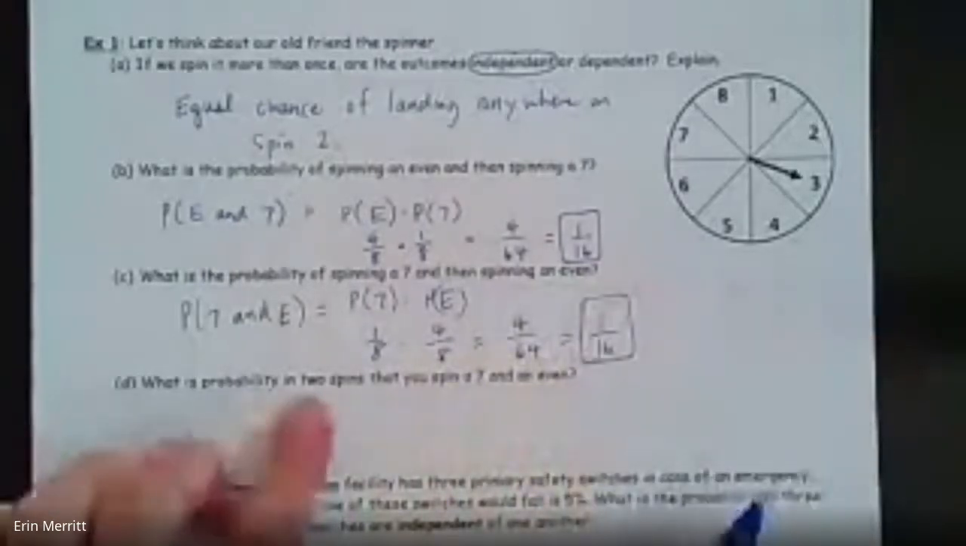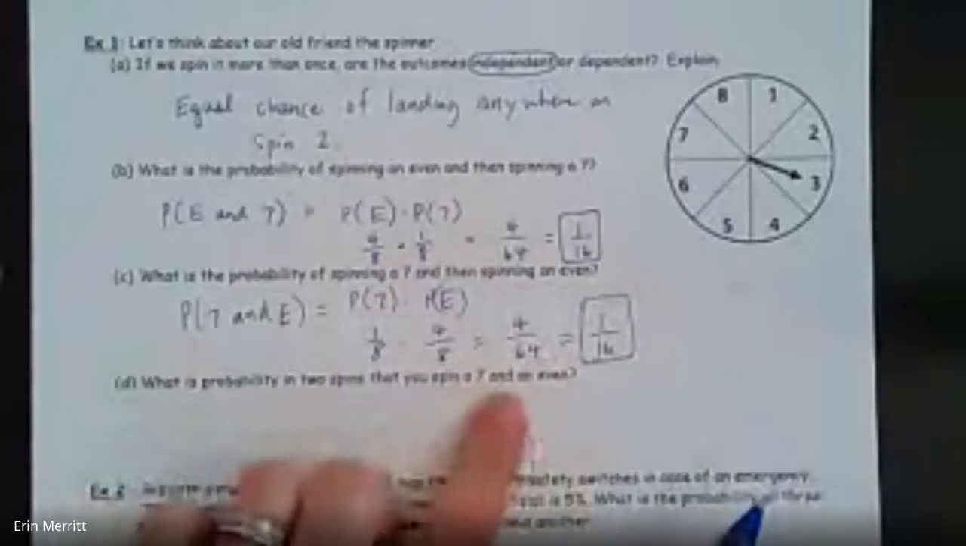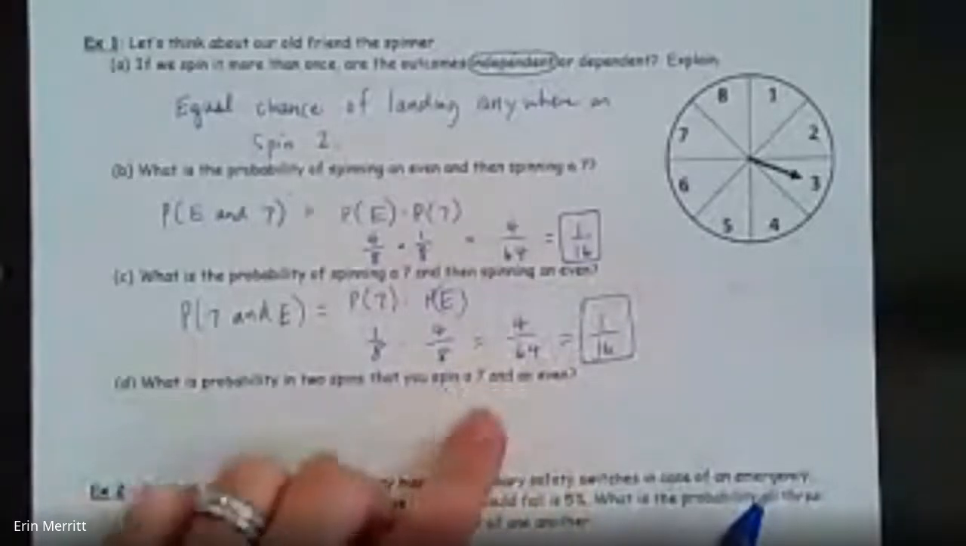So what's the probability in 2 spins that you spin a 7 and an even? In this case, they're not specifying the order. So you could get the even first, then the 7, or the 7 first, then the even. Technically, since you have to consider both cases, this is like saying getting a 7 and an even, or an even and then a 7, so you would add those probabilities together. So it'd be 1/16 plus 1/16 for a total of 2/16 or 1/8. Because technically you have to consider the different ways that it can happen. Just a little tricky. Sometimes it's tough to think about that.